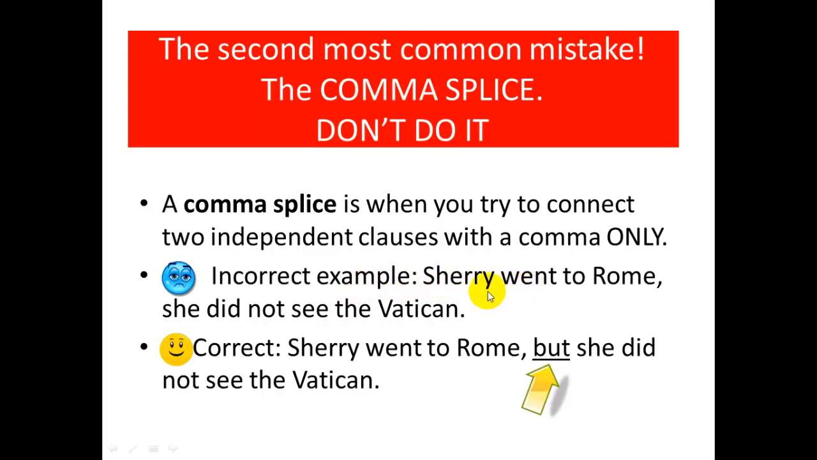Be careful. The correct way to write this sentence is, Sherry went to Rome, comma, but she did not see the Vatican. Don't forget that you have to add this conjunction here. You cannot just say, Sherry went to Rome, she did not see the Vatican. No. No. No. Don't do it. You're going to lose points. Okay.